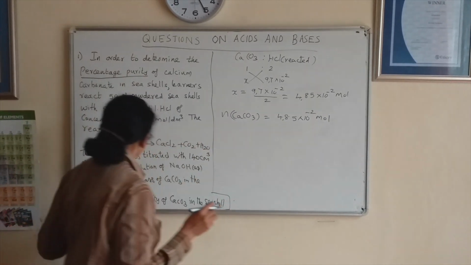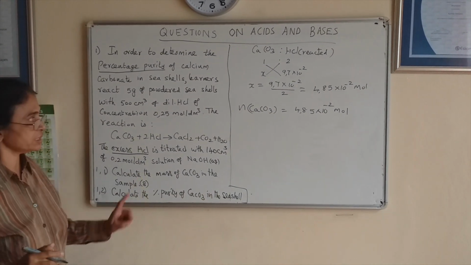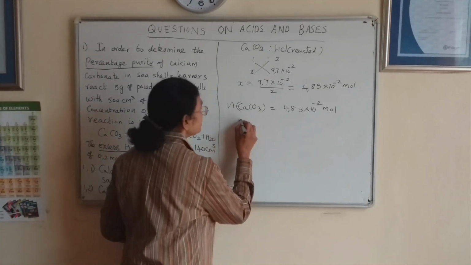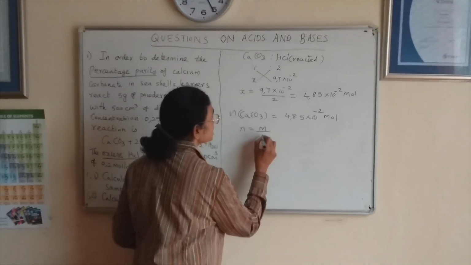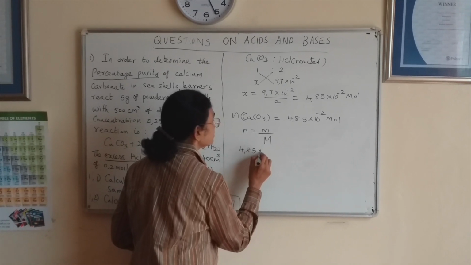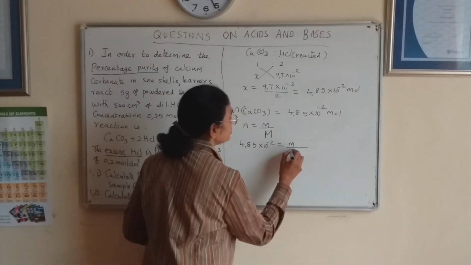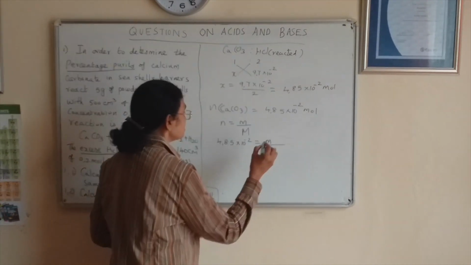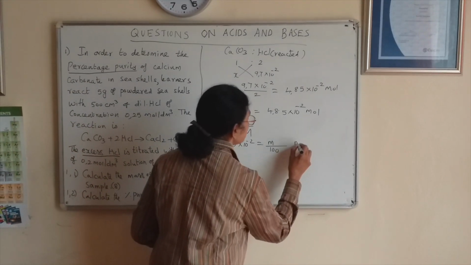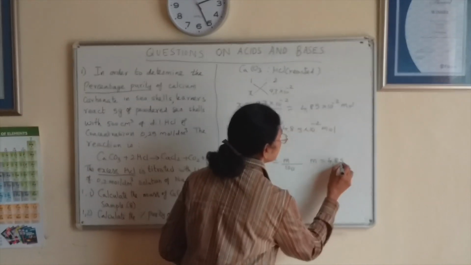Now what is the question? The question is to calculate the mass of calcium carbonate in the sample. To find the mass, we use the formula n is equal to mass over molar mass. This one is 4.85 times 10 to the power of minus 2. The molar mass for calcium carbonate is 100. When you multiply by 100, what do you get? Mass is going to become 4.85 grams.